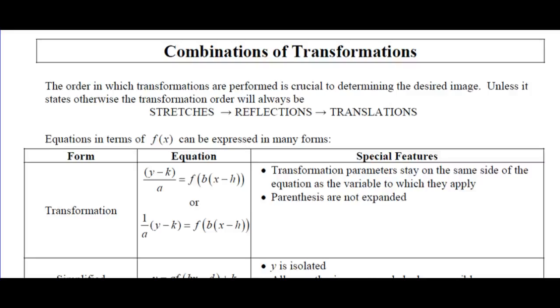Combinations of transformations. The order in which transformations are performed is crucial to determining the desired image, unless it states otherwise. The transformation order will always be stretches, reflections, and translations.